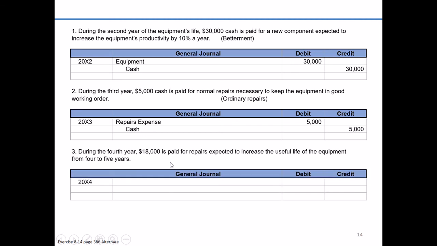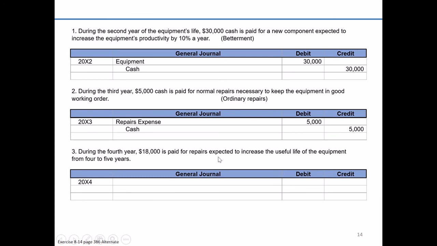Our last cost over that fourth year happens during the fourth year. We're going to pay $18,000 in repairs. Now you might stop there and think, well, in situation number 2, when we said repairs, we expensed it. So I would debit repairs expense, but let's keep reading.